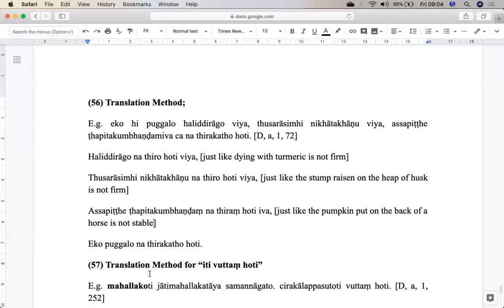It's not stable. So the same way, some person has, so tira kato is a kind of compound, one who has firm speech or trusted speech.